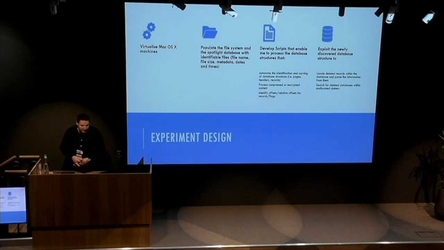We then created scripts that enabled the processing of the structures, to automate it and to carve out the structures: all of the pages, the headers, and the records in that database file. We needed to process compressed and encrypted content, and identify all of the offsets and relative offsets for the records and flags. All of these scripts, as I mentioned, are on the GitHub. Then we exploited the database structure we figured out to locate deleted records within the database, parse whatever information we could from them, and use the same technique to search through deleted databases in unallocated clusters.